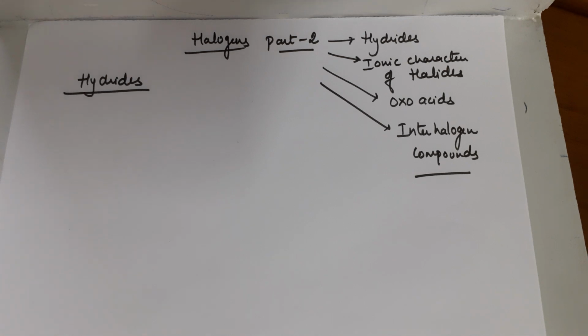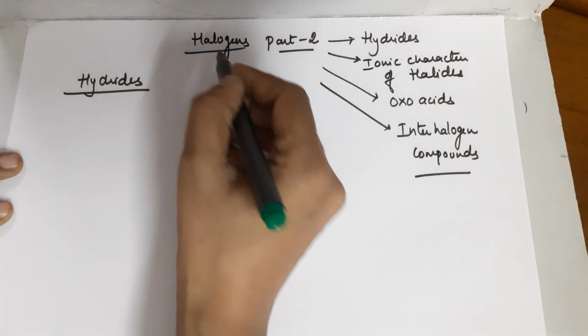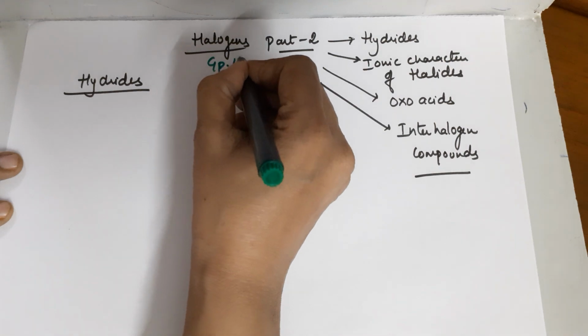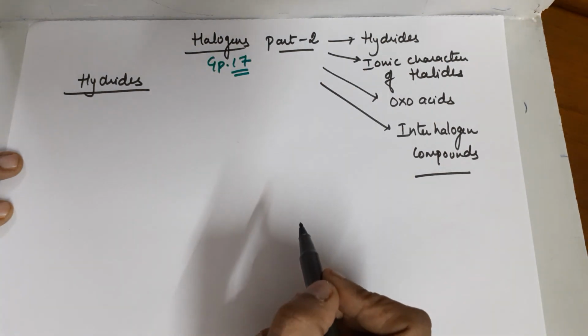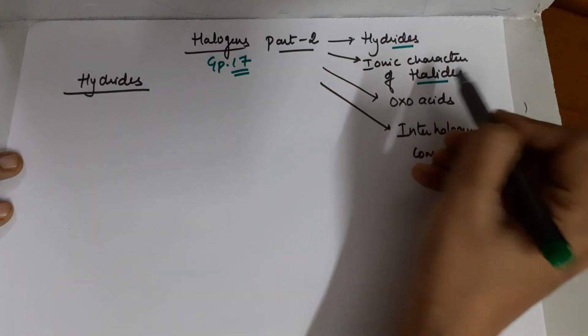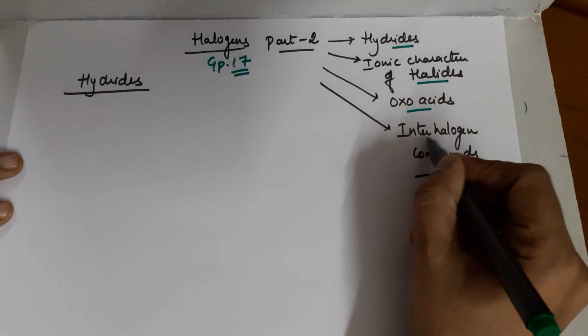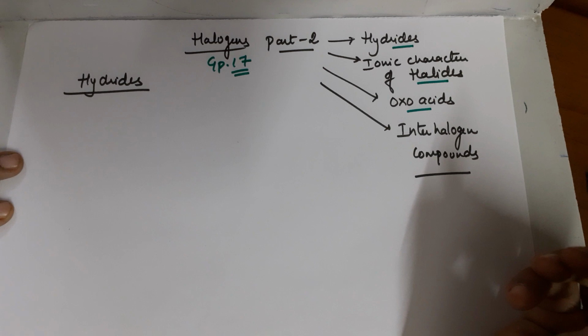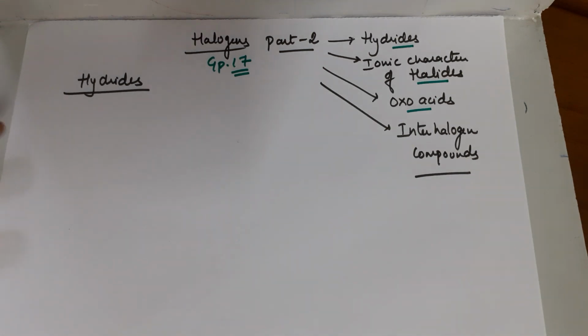Moving on further to the second part of the P block of elements, unit 7, halogens, class 12th NCERT. We are doing halogens, that is your group number 17. This is the second part of the video. In this part, I would be taking up the hydrides, ionic character of the halides, oxyacids and interhalogen compounds. Fine. So let's begin with the class.